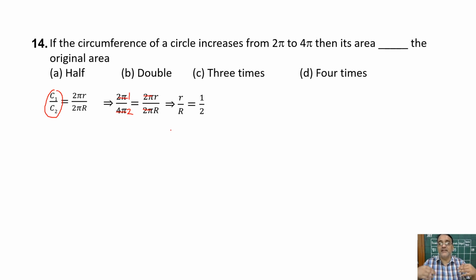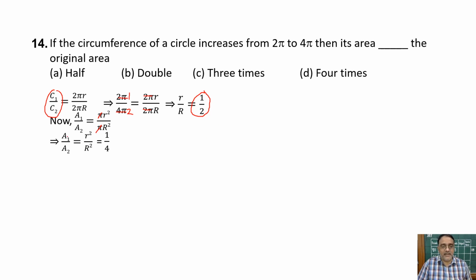Now we are going to find the areas with respect to these two cases, 2 pi and 4 pi, the circumference that is given. So we'll take it as A1 upon A2, and that is equal to pi small r square upon pi capital R square. So pi and pi will cancel, and we can write small r by capital R whole square. That means the square of this one, and this is equal to 1 by 4, right.